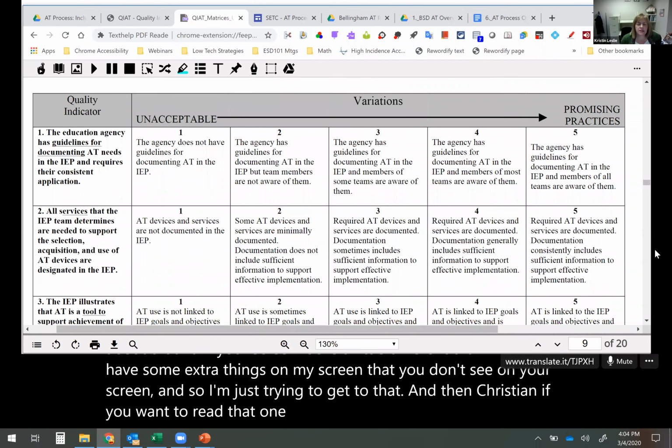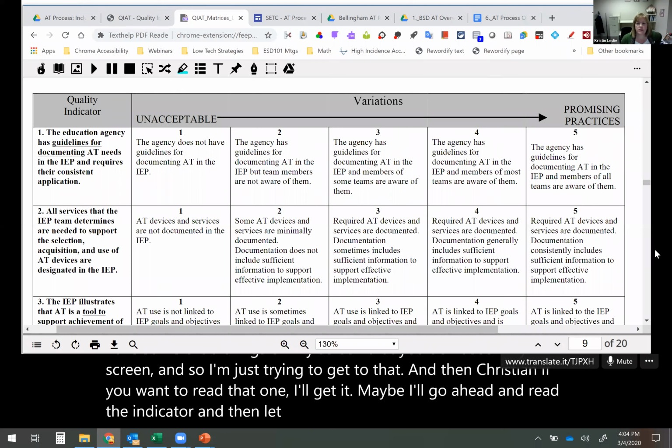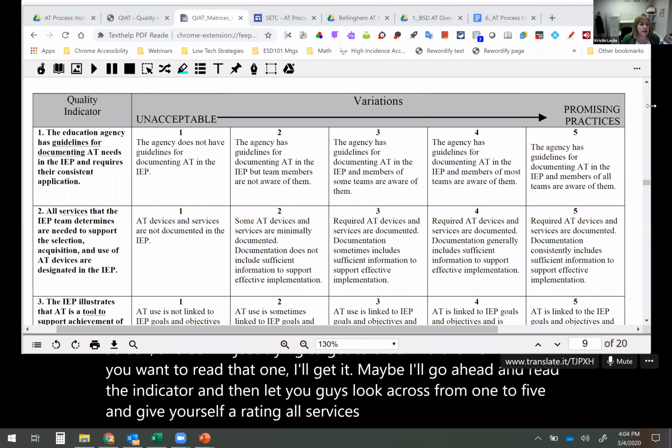Maybe I'll go ahead and read the indicator and then let you look across from 1 to 5 and give yourself a rating. All services that the IEP team determines are needed to support the selection, acquisition, and use of AT devices are designated in the IEP.